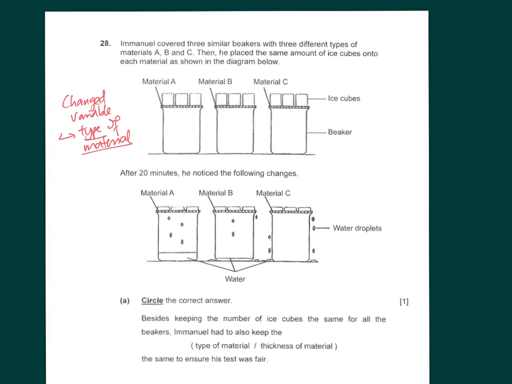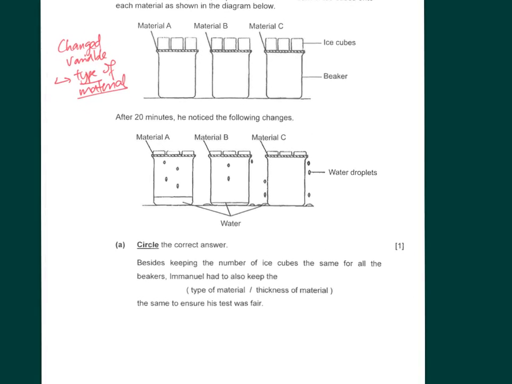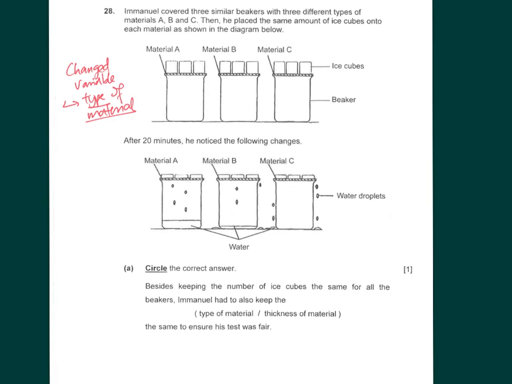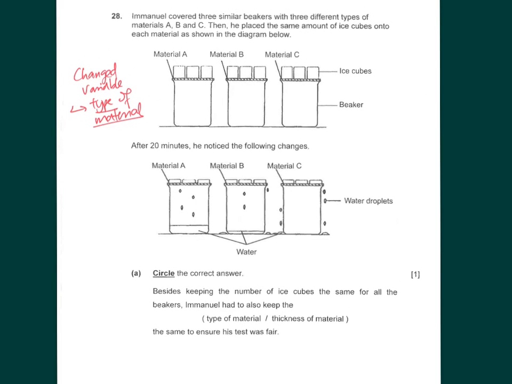Okay, so now going to question A, circle the correct answer. Besides keeping the number of ice cubes the same, which I just mentioned for all the beakers, Emmanuel also had to keep blank the same, to ensure his test was fair. So we have to keep the type of material different, right? Because that is the change variable. So answer in this case should be thickness of material. Yes, so this is the one.